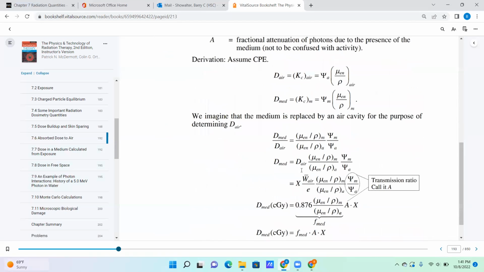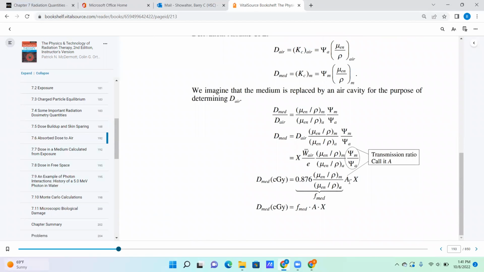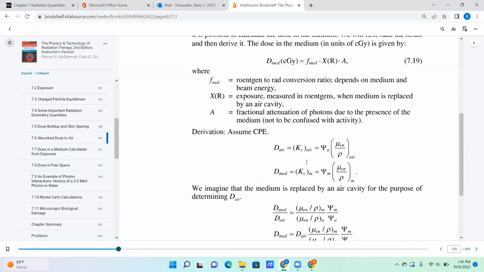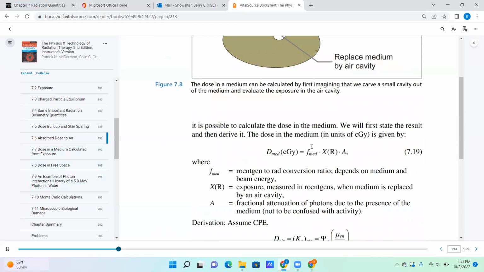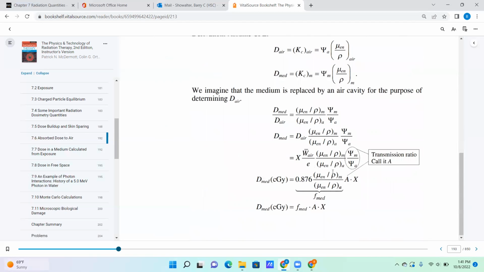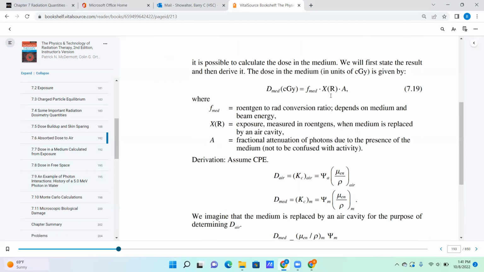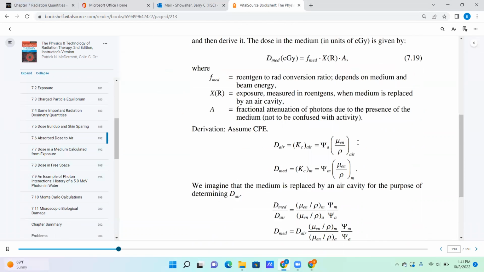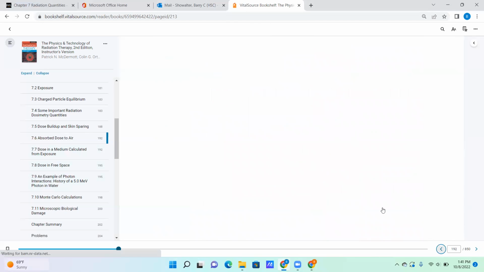All right, so we know here that the dose in the medium, and bear with me on this one, we know the dose in the medium is equal to all of this. We know that this ends up becoming the 0.876, and we also have this factor out here, which if I can find here.